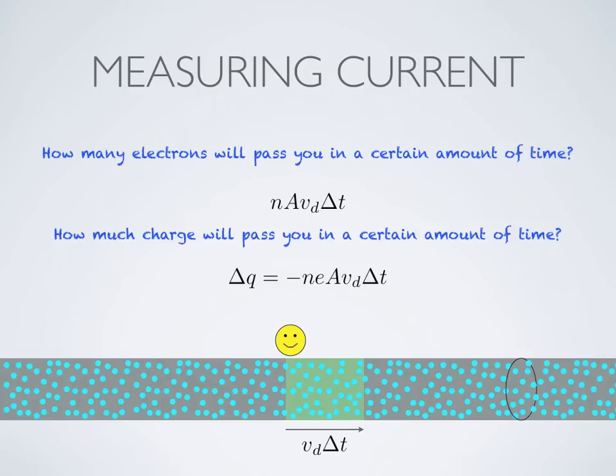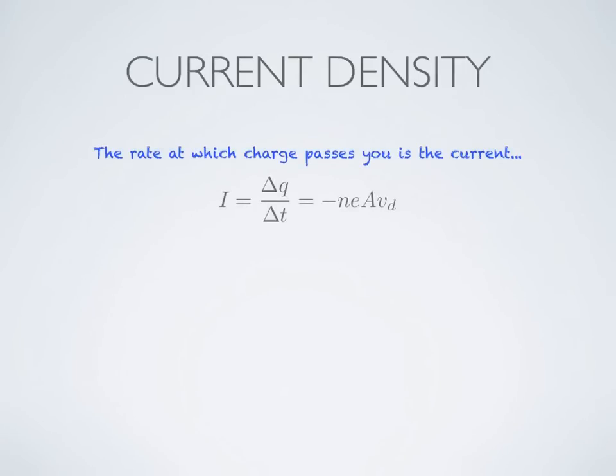It's sort of a subtle little thing that we probably won't have to concern ourselves much with, but it's worth keeping in mind. In any case, delta Q is negative n e A v sub d times delta t. Now, the rate at which these charges pass you is what we're going to refer to as the current. In other words, delta Q over delta t is something we'll identify with the variable I to represent the electrical current, charge per time. It's going to be given by negative n e A times the drift velocity.